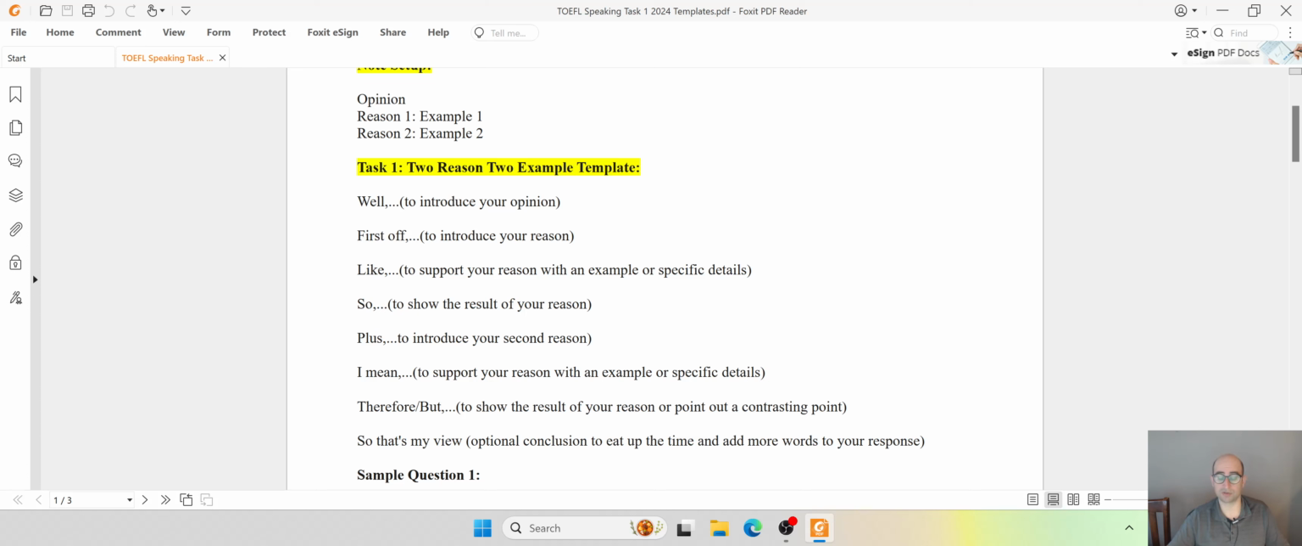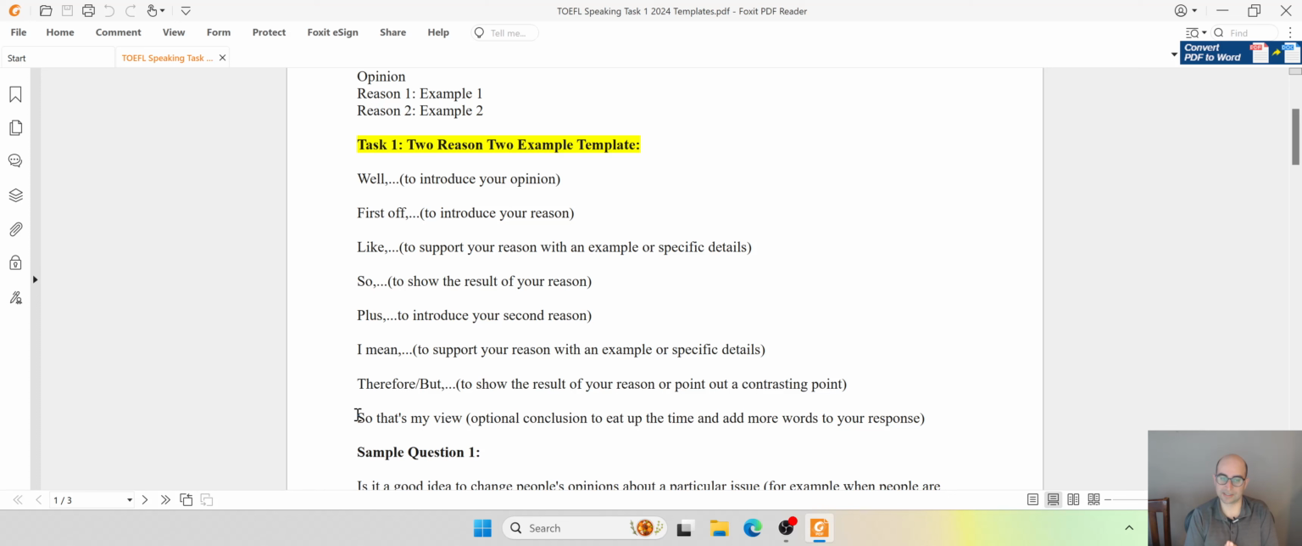Now you're going to have "plus" to introduce your second reason here. And then right after that, you're going to mention your second example or some specific details that are connected to your second reason. And then finally, you'll have "therefore" if you want to show the result of the second reason. Or if you want to do something different, you could add a contrast marker instead using "but" to show some difference in the situation. And if you do have a few seconds left, you could add a little default conclusion at the end. Just say, "so that's my view," and just conclude it.